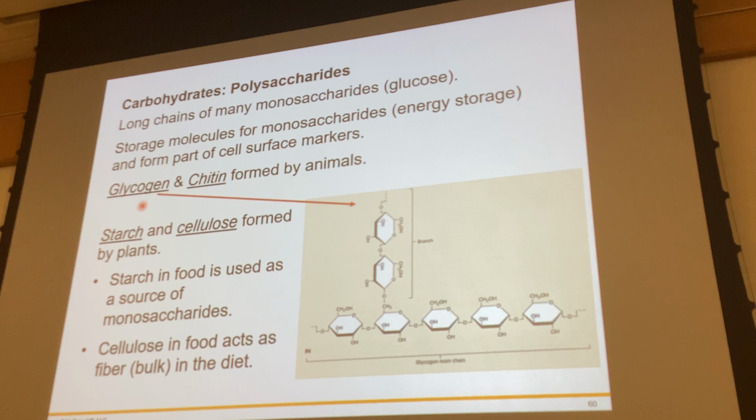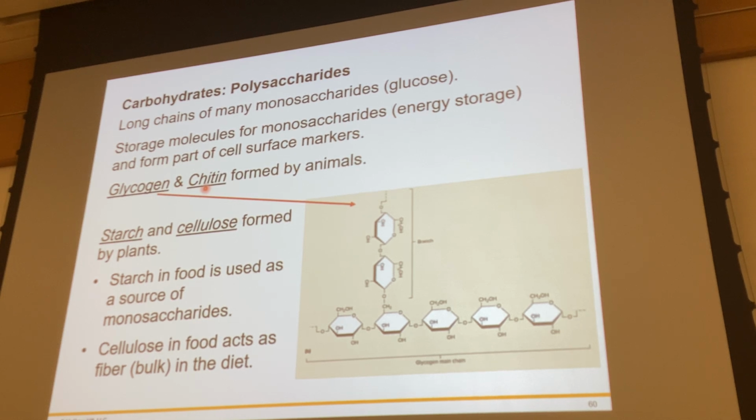Two types of carbohydrates formed in animals include glycogen and chitin. Chitin is a structural compound, a very, very hard compound found in crustaceans, lobsters, and crabs, insects, and mushrooms. That is something that you can't digest either. Cellulose is something you can't digest, so if you eat it, it passes out of your gut unchanged.